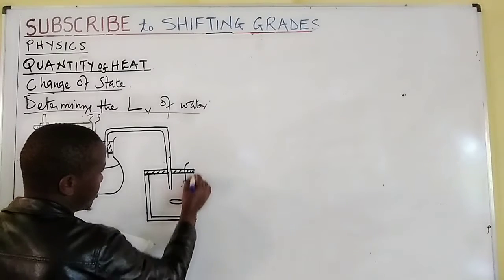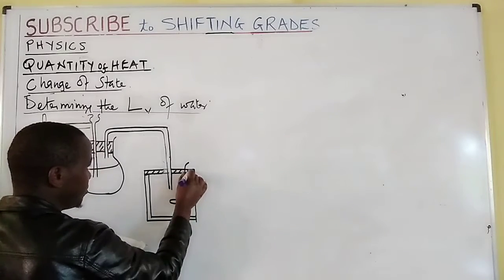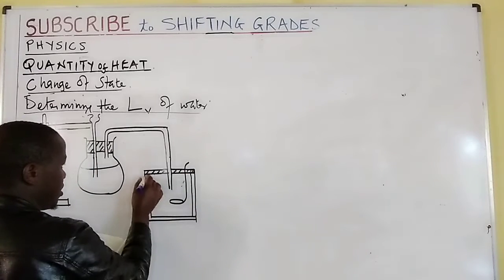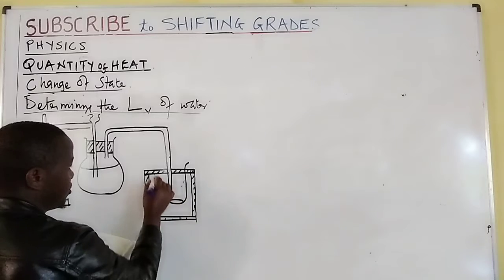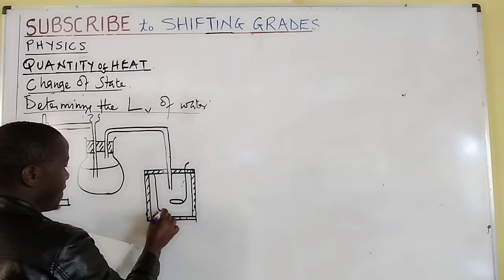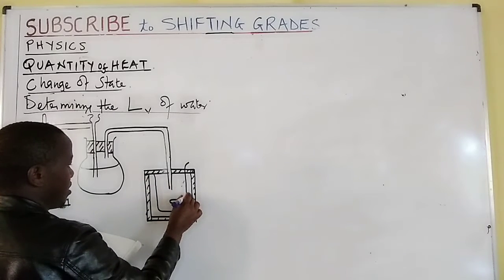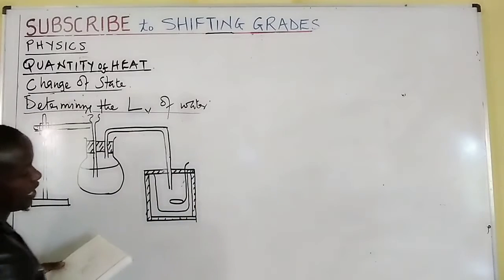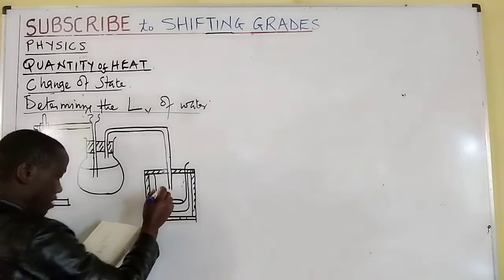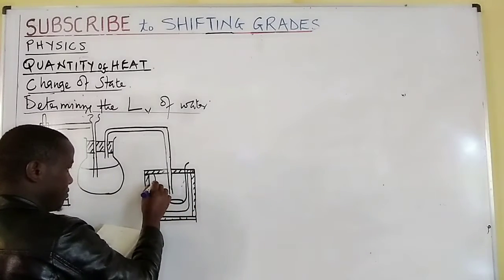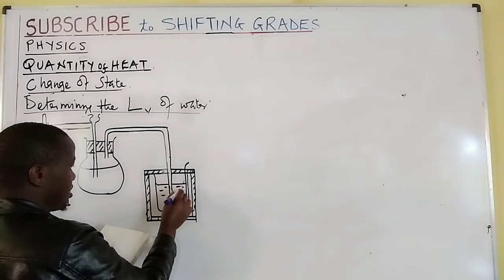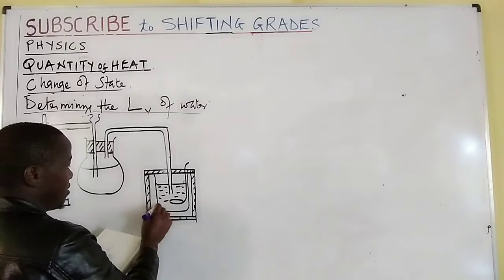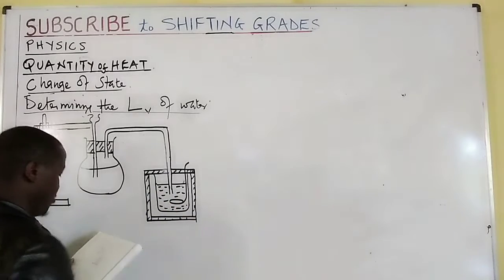It is well lagged. It's coated with a material which is a poor conductor or an insulator. And we have the calorimeter now, like that. The calorimeter has some water. So now you are supplying steam to the water.